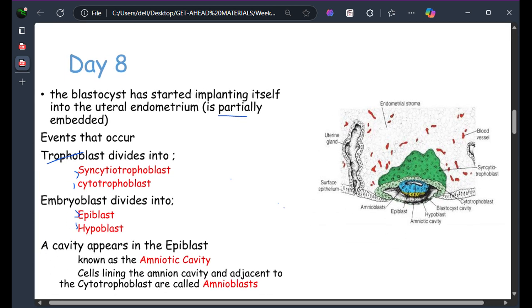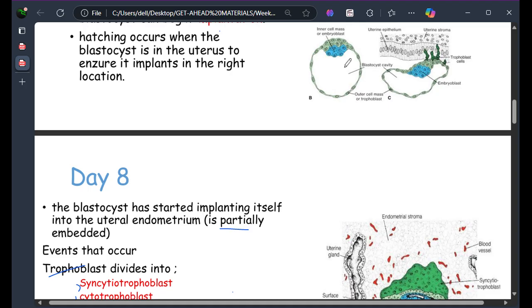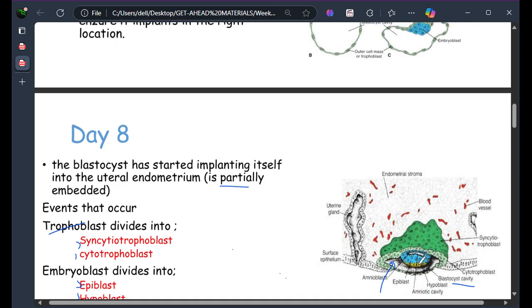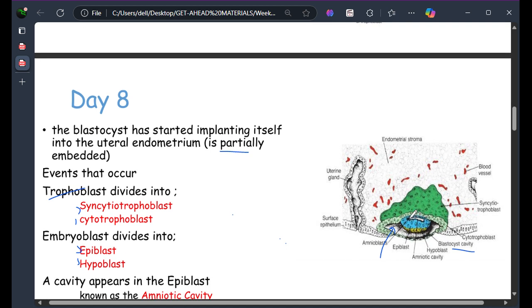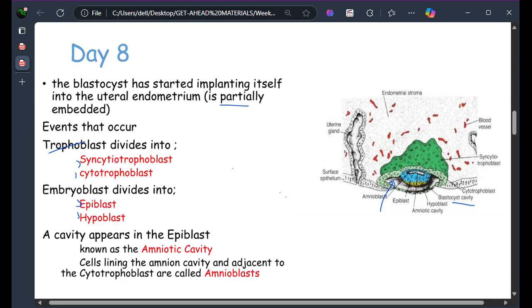Okay, and then another cavity will appear in the epiblast. So remember, first we have this cavity here, and we know where this cavity is coming from. It's coming from when it was still a blastocyst. This cavity is called the blastocyst cavity, which is the blastocoel, the same thing. But another cavity will appear in the epiblast, one of the layers that the embryoblast splits into, and that cavity will be called the amniotic cavity. That's where the amnion comes from.